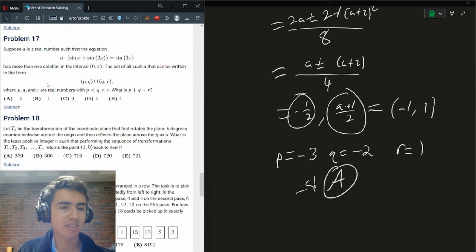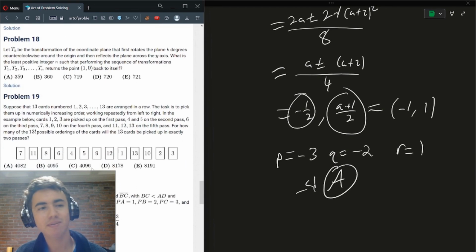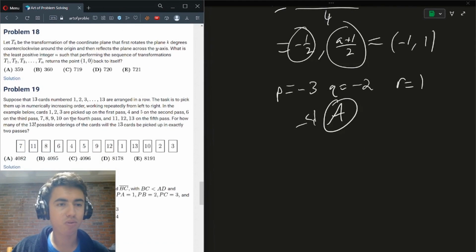And it does seem to be correct. That was definitely a little bit more work than all the previous problems. Now on to problem 18.